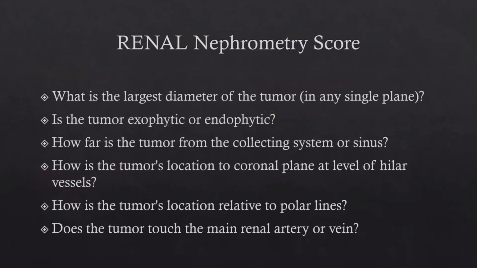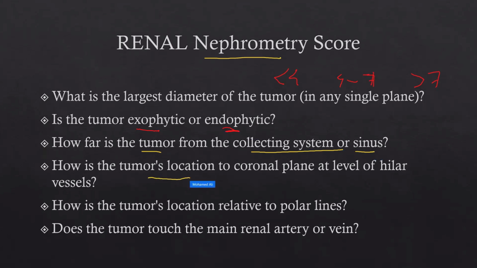By the end of this session, this is the most important part: the renal nephrometry score. You should comment on the maximum diameter of the lesion. Is it below 4 centimeters, between 4 and 7 centimeters, or more than 7 centimeters? Is the tumor exophytic, growing outside the renal contour of the kidney, or endophytic, invading the pelvicalyceal system? How far is the tumor from the pelvicalyceal system? Is it 2 millimeters, 5 millimeters? And how far from the renal sinus?